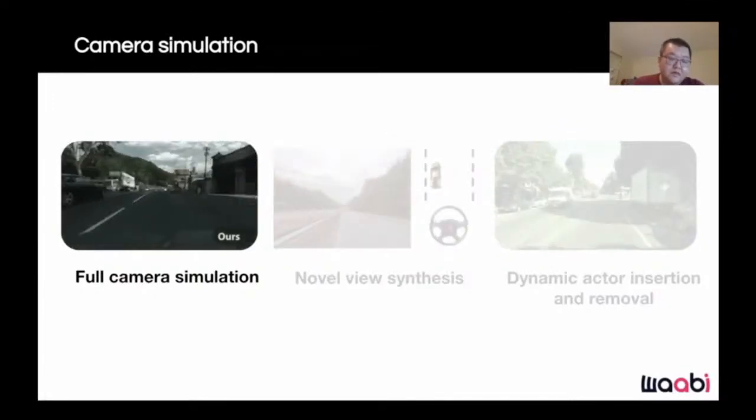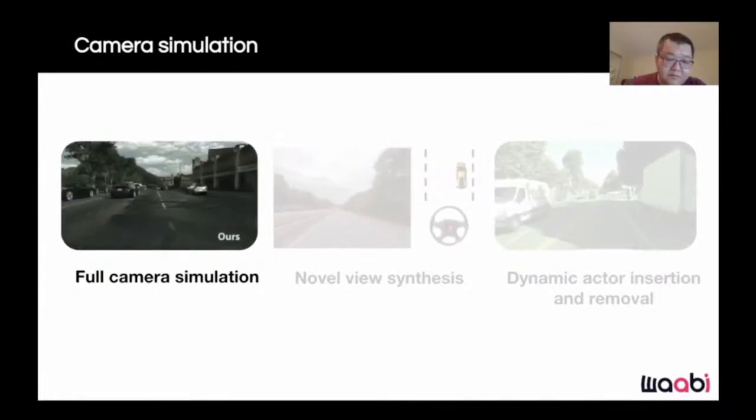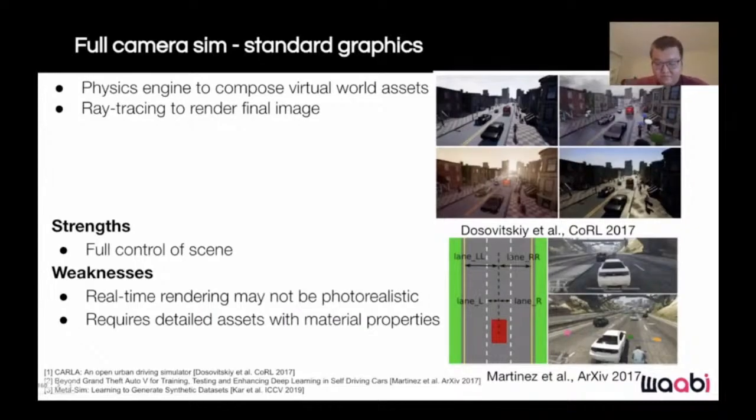Let's now discuss the different approaches taken to solve the full camera simulation problem. Similar to what we saw in the LiDAR simulation overview, we can use a physics game engine such as CARLA or GTA to first compose a scene with posed virtual assets, and then apply a standard graphics engine to render the final image. Typically, the virtual assets are created by artists and then annotated with textures or material properties such as albedo, shading, metallic, and glossy for the rendering engine to account for lighting effects.